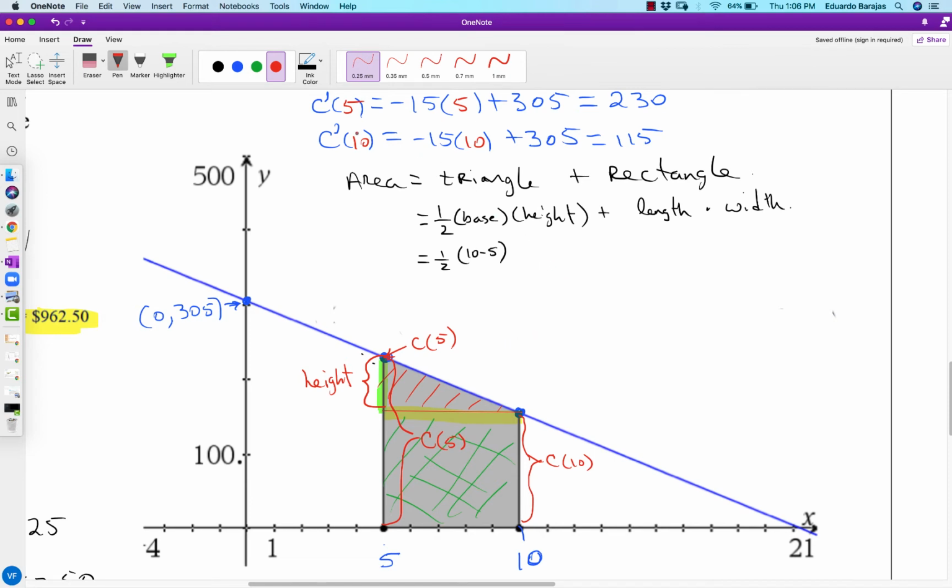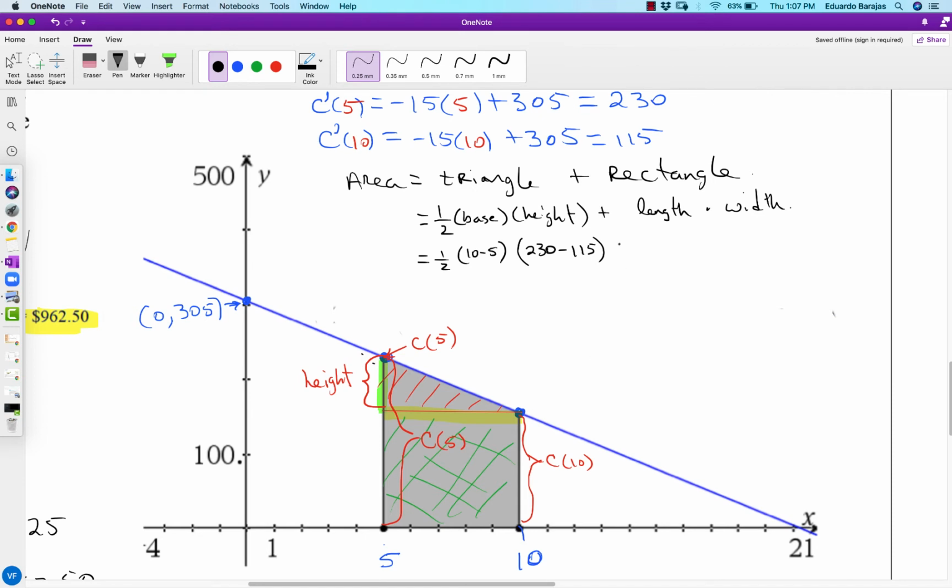Good. Okay, so then if I do, I'm just going to put it in the same order. So this will be the 230 minus the 115, and I automatically put it in an order so that I know that I get a positive answer, because an area is a positive thing.